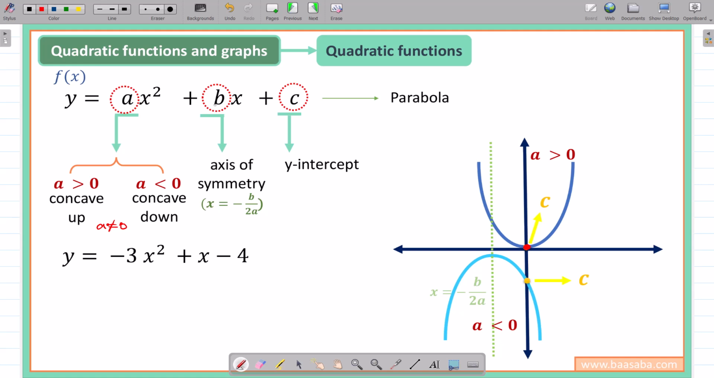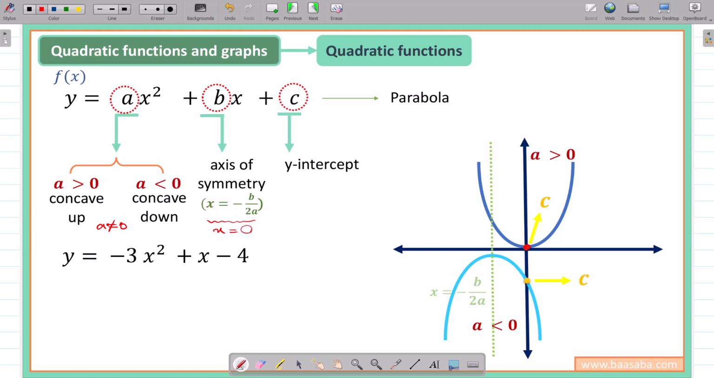And b helps us to find the symmetry line of our graph. The axis of symmetry has an equation of x = -b/2a. With this formula, we can find where the symmetry line of our parabola is. It is obvious that this is a vertical line, because x equals something is always the equation of a vertical line. And c represents the y-intercept of our quadratic graph.